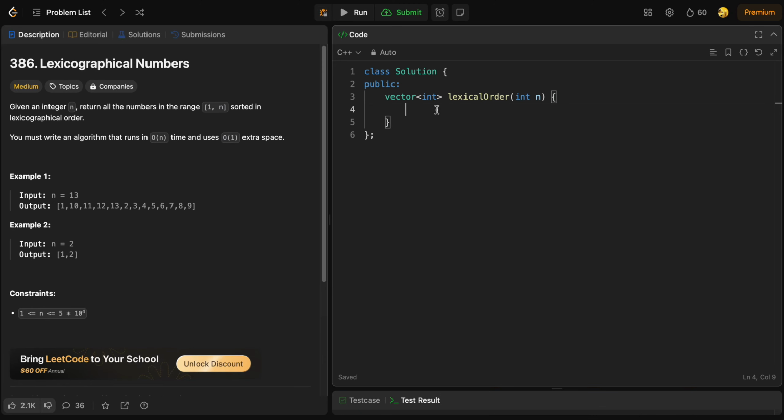The description of the question is fairly simple: we are given an integer n. We need to return all the numbers in the range 1 to n sorted in lexicographical order. So let me just write some note points.